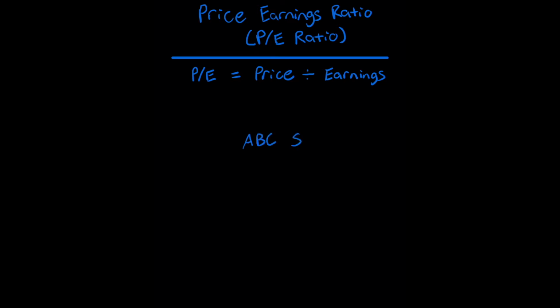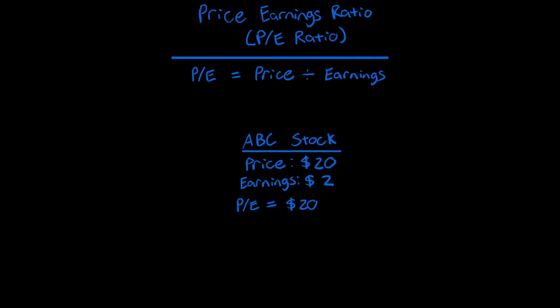So, as an example, let's say we have ABC Company and their stock right now is priced at $20. The company is posting an earning per share of $2. So to get their PE ratio, you would take the price, $20, divided by the earnings, $2, which would give you 10. Now that means that right now, ABC is selling at 10x their earnings.